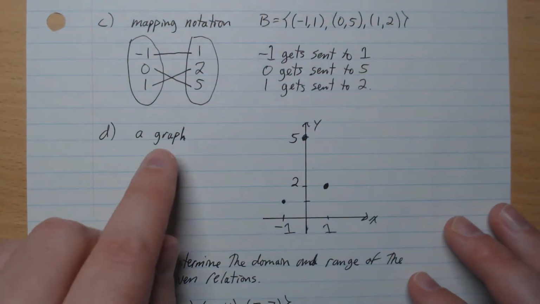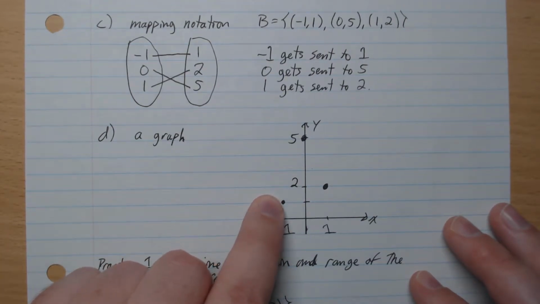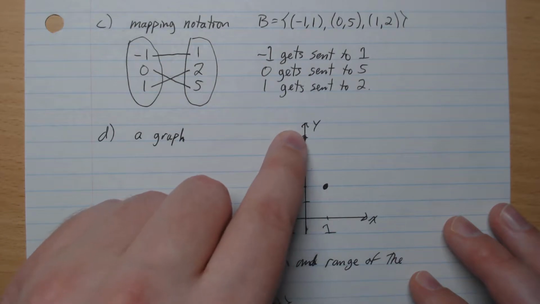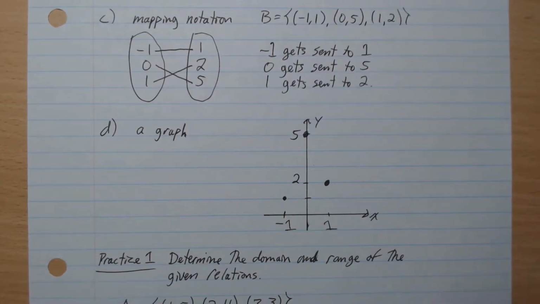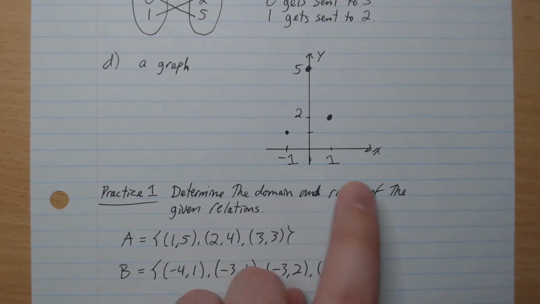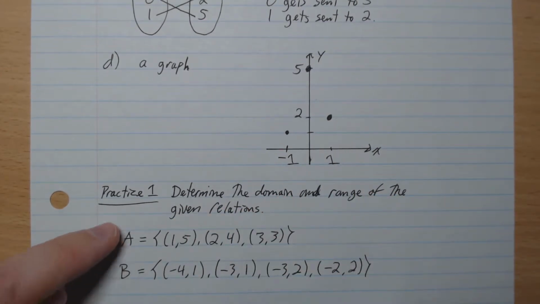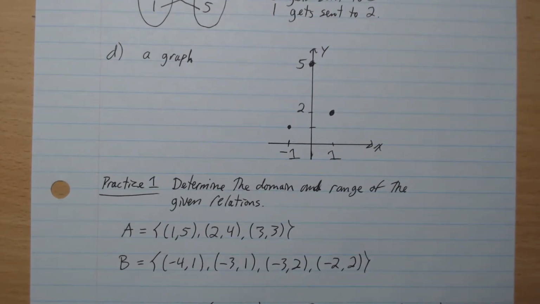Another way of looking at it is a graph. -1 being sent to 1, 0 being sent to 5, and 1 being sent to 2, like that. So we're practicing the terminology of relations. So practice number 1, determine the domain and range of the given relations, A and B. Go ahead and pause the video and answer that.